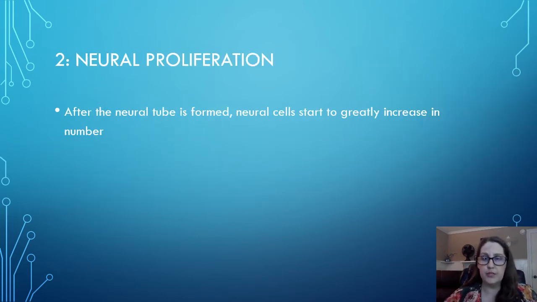So once the neural tube is formed, what's known as neural proliferation starts to happen. And proliferation just means basically an expansion in number. And so neurons and neural cells start to increase greatly at this point. We produce many more neurons than we will actually use, in fact, which we'll talk about in a few minutes.